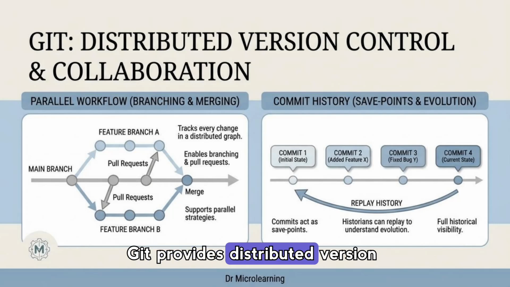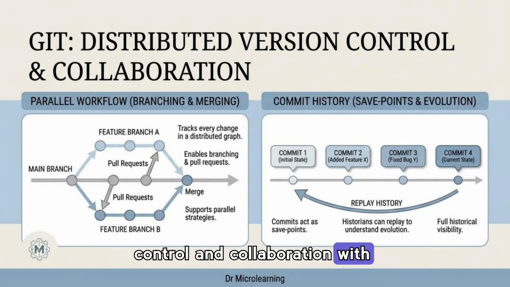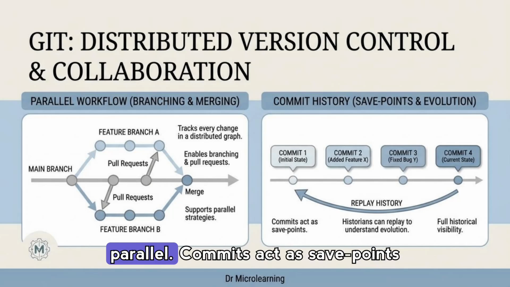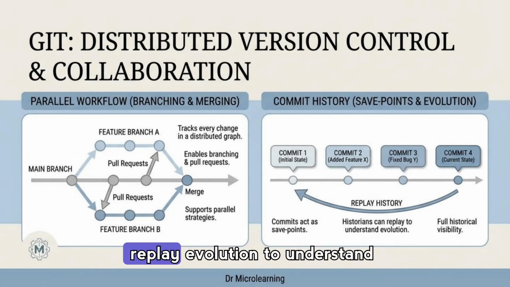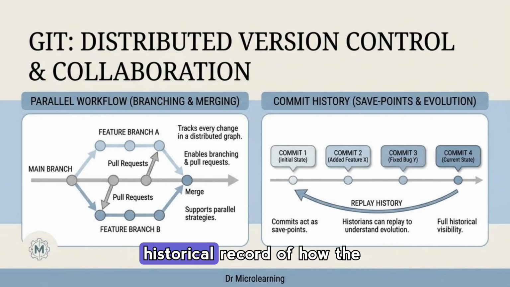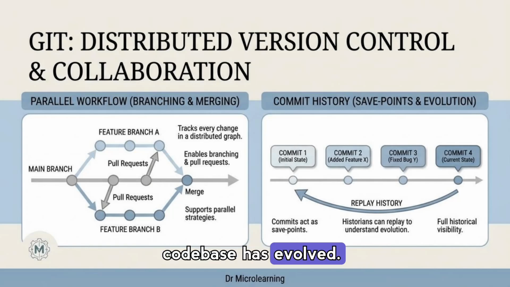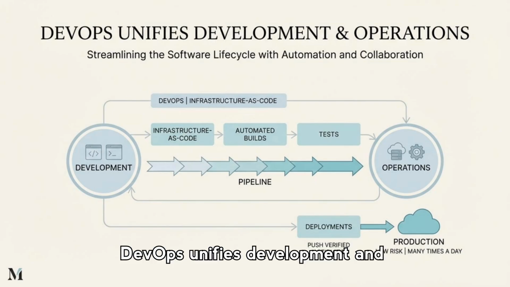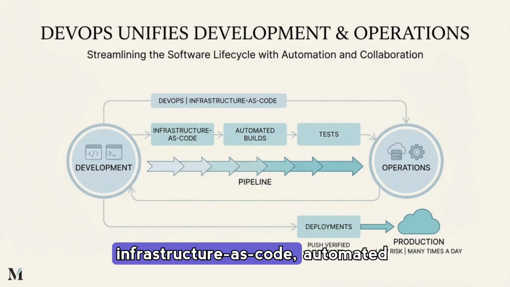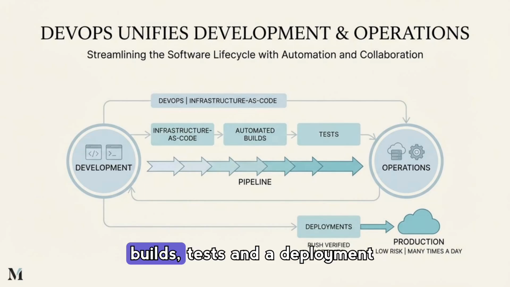Git provides distributed version control and collaboration with branching and merging workflows that let multiple developers work in parallel. Commits act as save points, and the commit history lets teams replay evolution to understand changes. Pull requests and merges help review work and integrate features safely while keeping a full historical record of how the codebase has evolved.